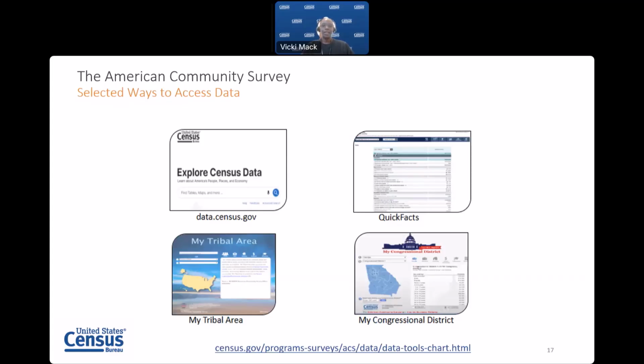Quick Facts is a quick, easy way to access facts about people, business, and geography. My Tribal Area is a tool that allows you to access statistics representing the entire population that lives on American Indian and Alaska Native areas. And My Congressional District gives you quick and easy access to selected statistics from the ACS and county business patterns. There are recorded webinars on how to use many of the tools on the Census Academy page. Now I will hand this webinar over to Tyson.